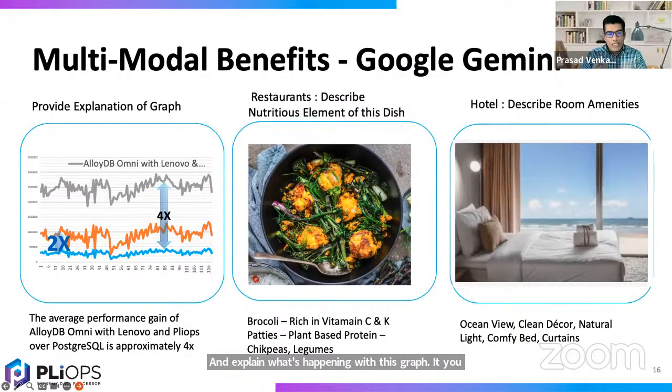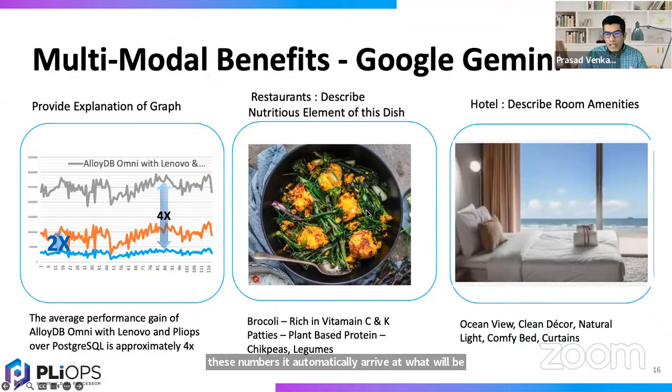I also asked what is the average performance gain. This was the response from Gemini, saying that the average performance gain of AlloyDB Omni with this is approximately 4x, right? So looking at the graph and these numbers, it automatically arrives at what the average performance gain will be.